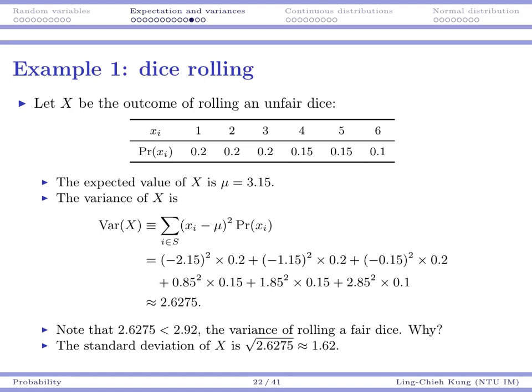And one thing we may observe is that 2.63 is less than 2.92. So the variance of rolling this unfair dice is less than the variance of rolling a fair dice. We'll probably want to ask why is that? But intuitively, that makes sense.